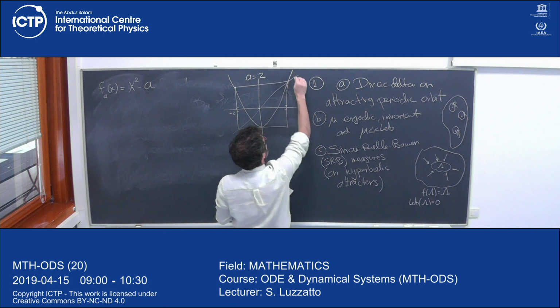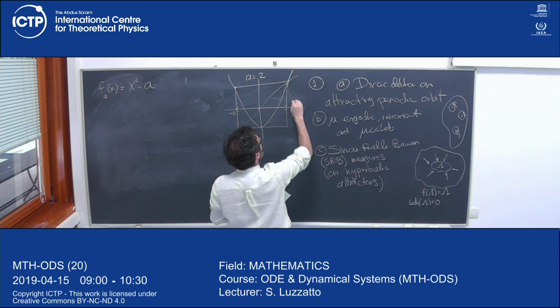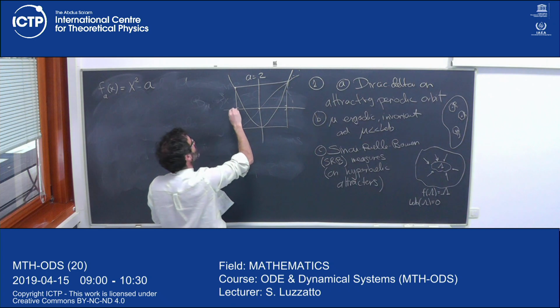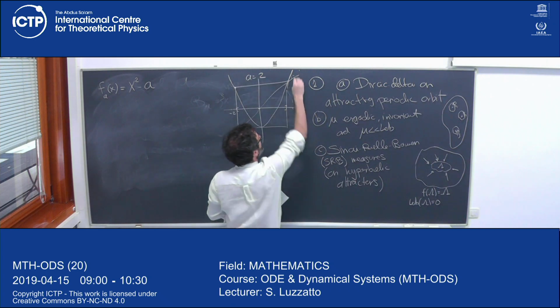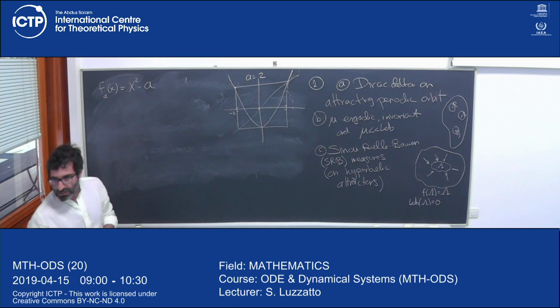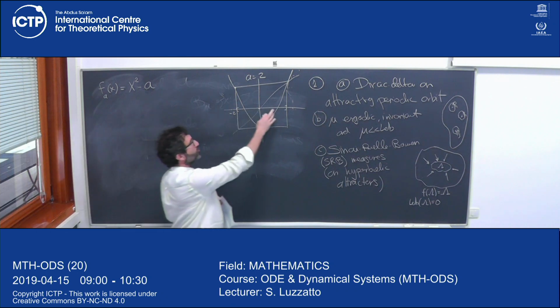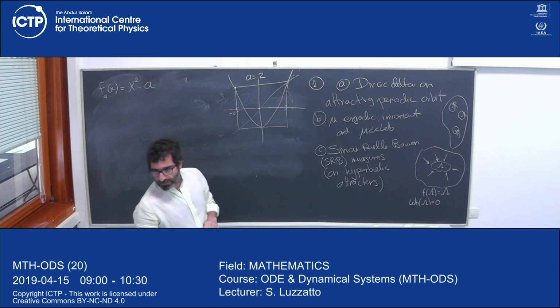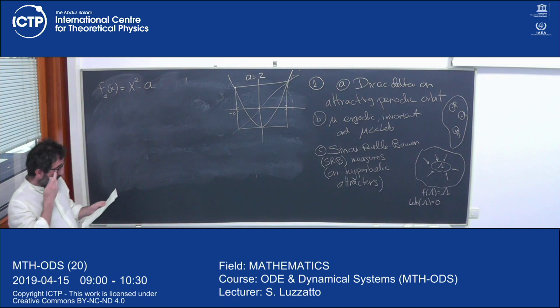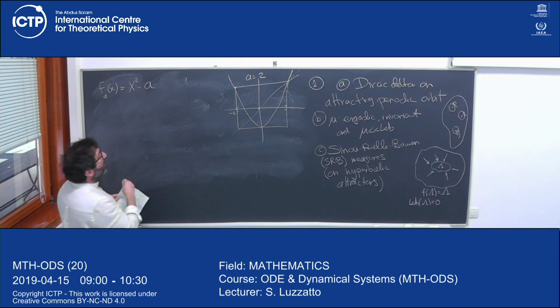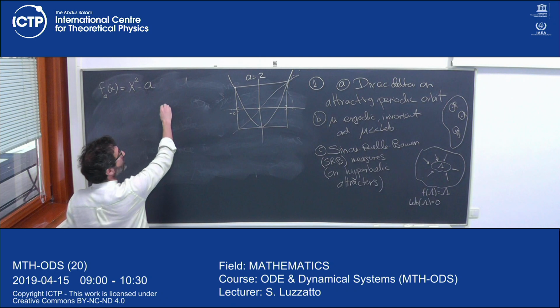So here the map goes up here. This is the diagonal. So if you take a point here, it will just go to infinity. If you take a point here, it will also map to here, and then will go to infinity. Okay? So the reason I've concentrated on minus 2, 2 is because nothing interesting happens otherwise. Okay? What happens for a greater than 2?